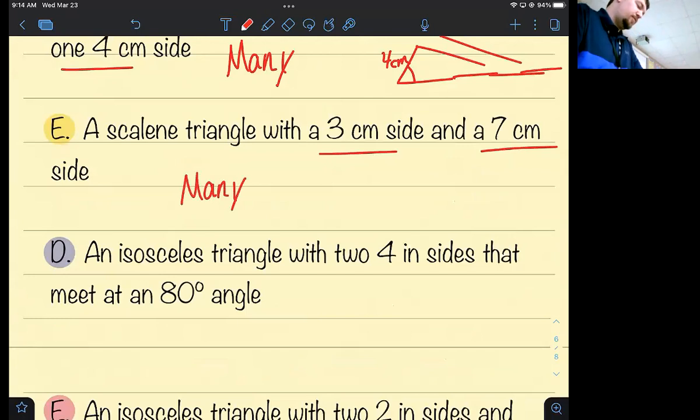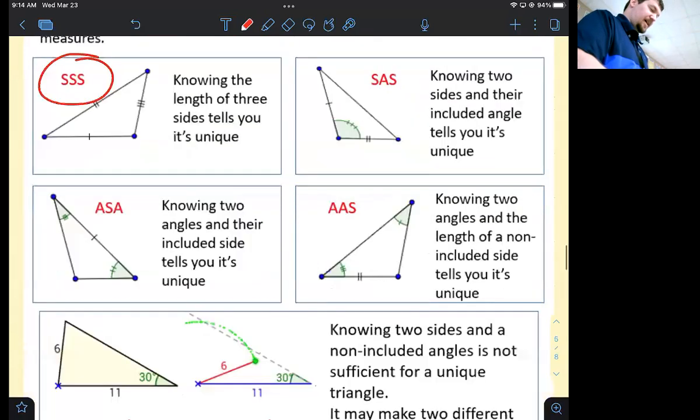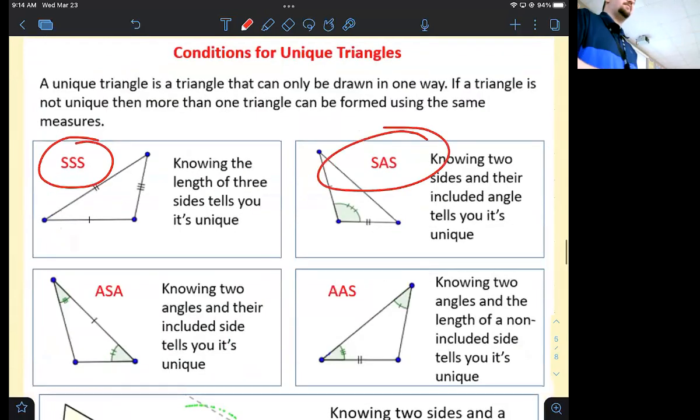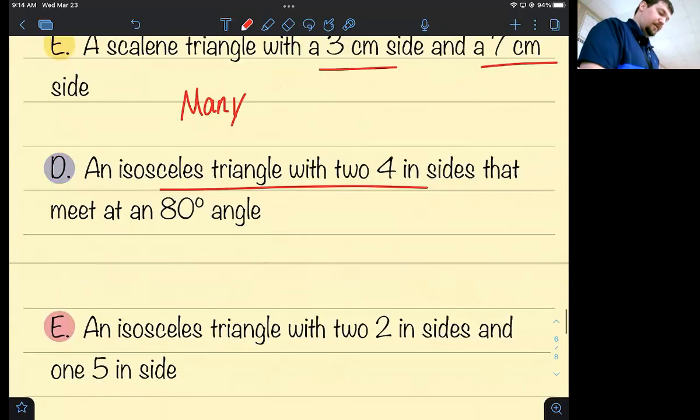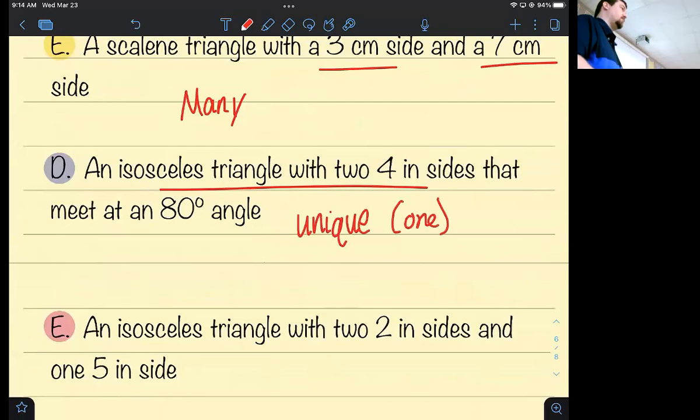What if I told you that I needed an isosceles triangle with 2 4-inch sides that meet at an 80-degree angle? Side, side, and then they meet at an 80-degree angle. Do I have a side angle side theorem? Ah, the sassy one. I do. I do have a sassy triangle. That's a sassy triangle right there. And that means that sassy triangle is going to be unique. Or you could put 1. Means it's the only one in existence, right? If I said draw that triangle, you're all going to draw me the same triangle because it's the only one like it.